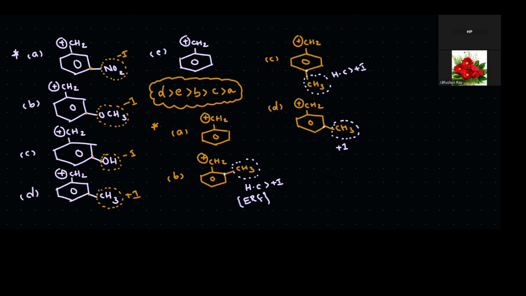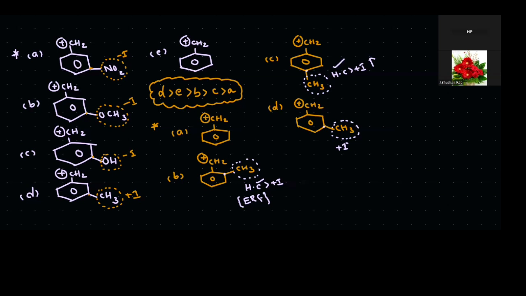If you compare A and D, in D a plus I releasing group is present, but in A no group is present. So D is more stable than A. A is the least stable benzyl carbocation. Now, coming to B and C, hyperconjugation is common. Next, go through the inductive effect. Inductive effect increases the stability of the carbocation. Plus I groups increase the stability.